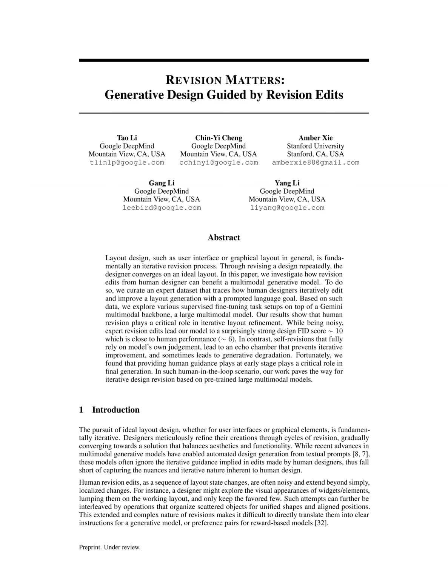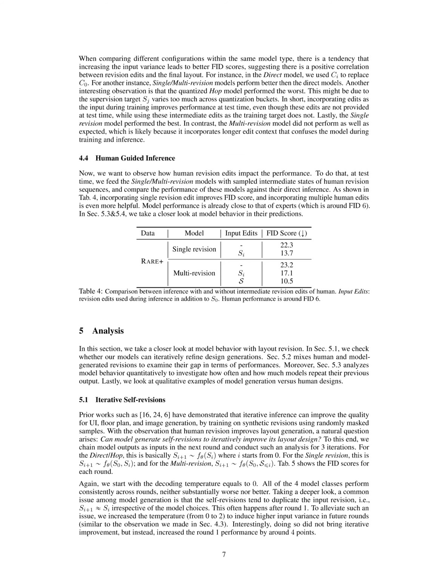The researchers focus on the task of transitioning from an initial UI layout design and a language prompt to generating an improved final version that balances functionality and aesthetics. Different model setups are explored, such as the direct model, hop model, single revision model, and multi-revision model, each incorporating human revision edits in varying ways to predict the final layout state.